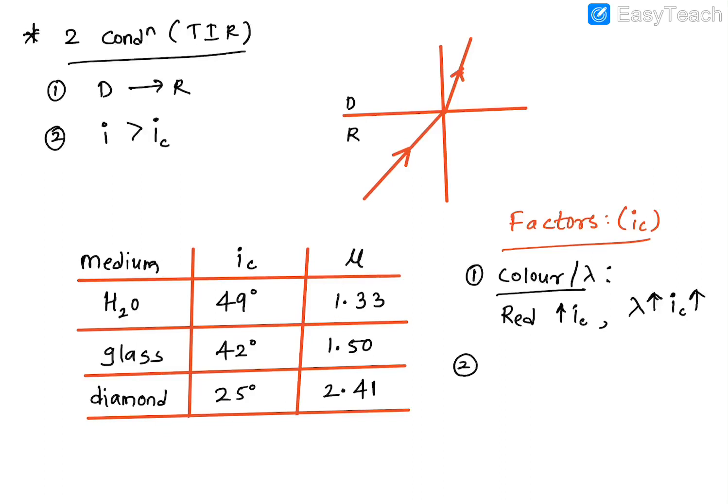And the second factor is the temperature. How does the temperature make a difference? If you increase the temperature, what will happen to the speed of light in that medium? It will also increase because the medium is going to become rarer, thinner. If the speed increases, then the critical angle will also increase because now the light is going to take more time to bend. That's why.